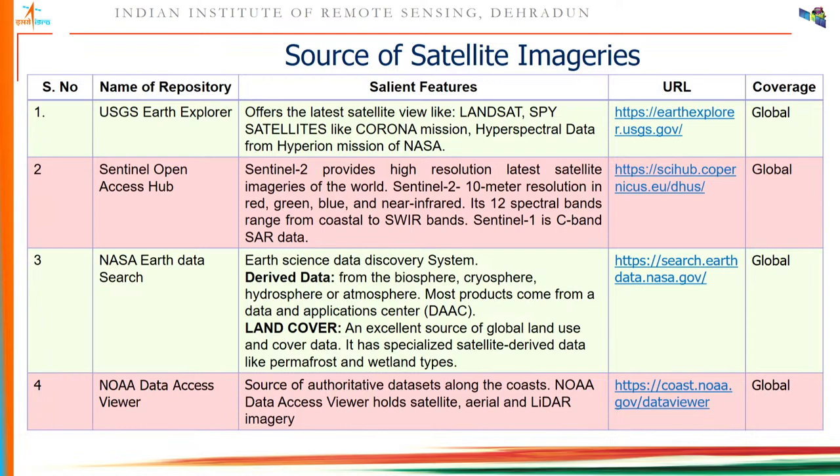Then we have the NOAA Data Access Viewer. It is a source of authentic or authoritative data sets along the coast, and the NOAA Data Access Viewer holds satellite, aerial and radar imageries for the entire globe. So this is also a very popular data repository as far as NOAA data is concerned.